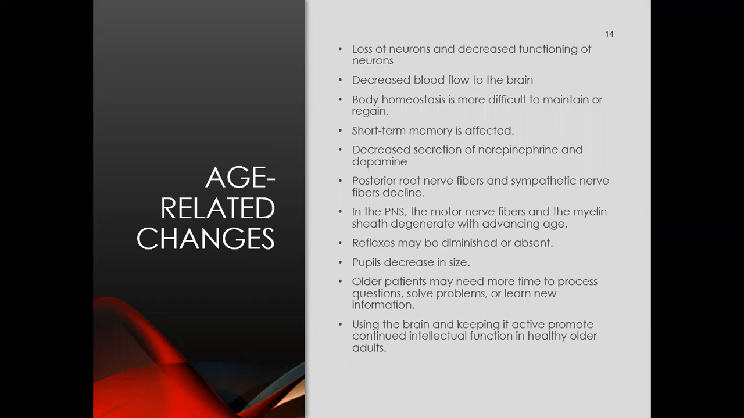So as people age, we lose neurons and we also decrease in functioning of our neurons. There's decreased blood flow to the brain. Body homeostasis is more difficult to maintain and regain. Short-term memory may be affected. There's a decreased secretion of norepinephrine and dopamine. The posterior root nerve fibers and parasympathetic nerve fibers are declining. In the peripheral nervous system, the motor nerve fibers and the myelin sheaths start to degenerate with advancing age.